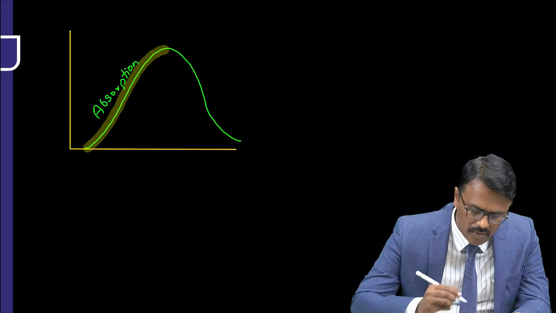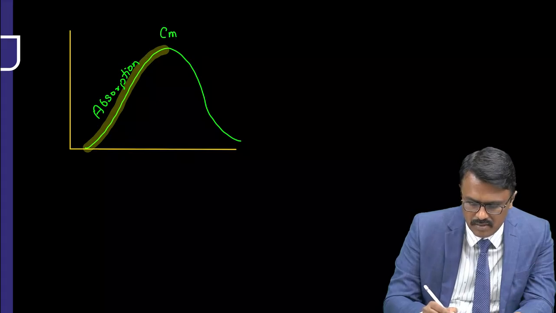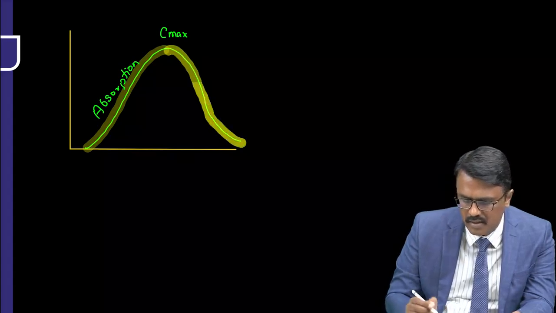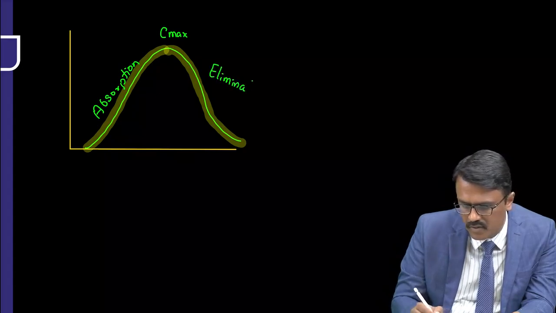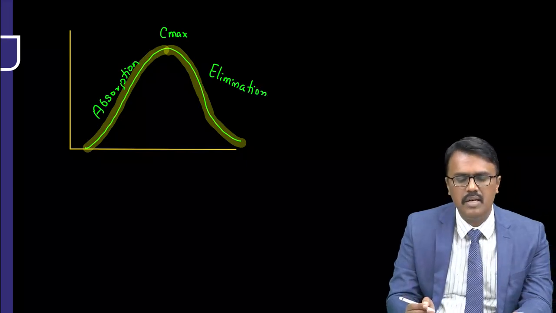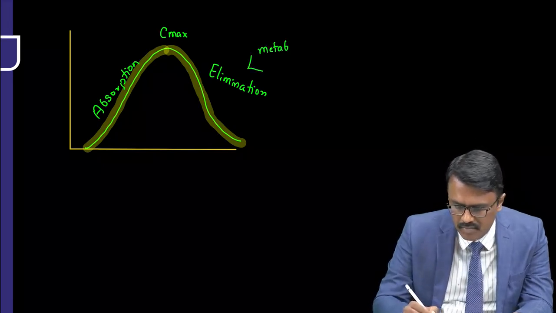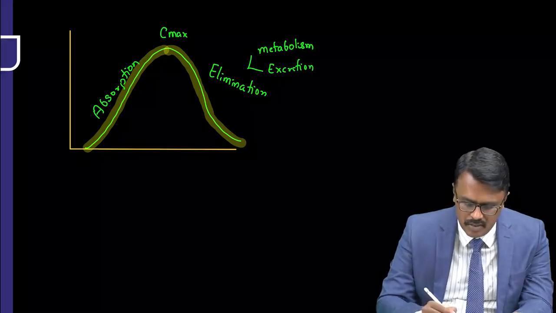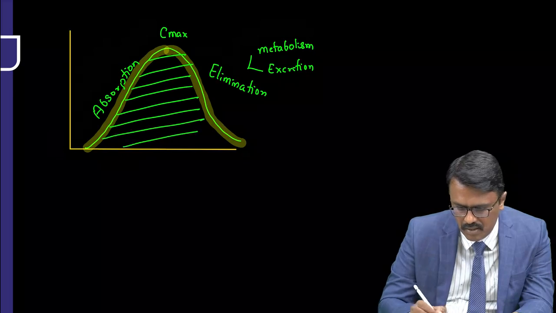If the absorption is more, the drug level also goes up more. Now once it achieves the Cmax, then it comes down. Why is it coming down? Because mainly the drug is getting eliminated. So elimination makes it come down. Elimination consists of two parts, the metabolism and excretion of the drug. So the body will throw the drug out. This can be asked. Now this inside is what we mean by area under curve.